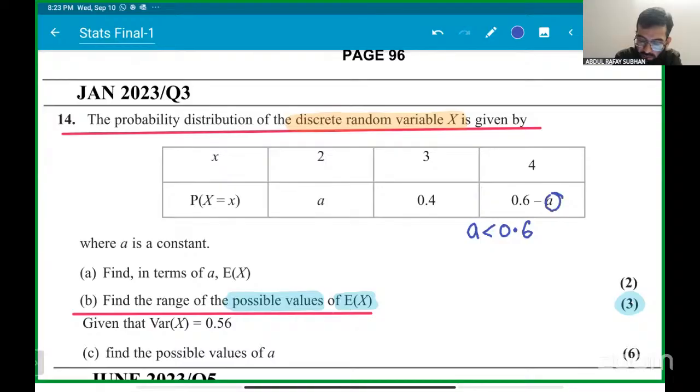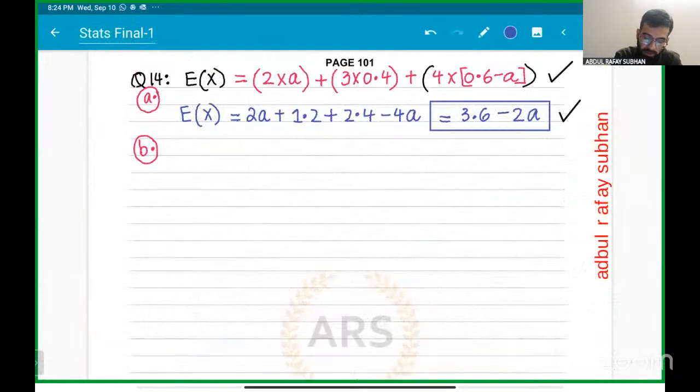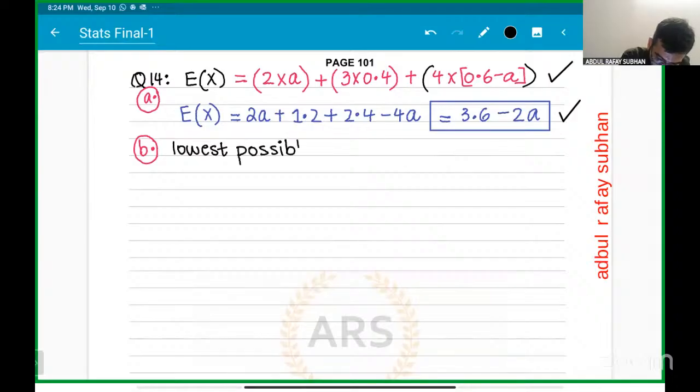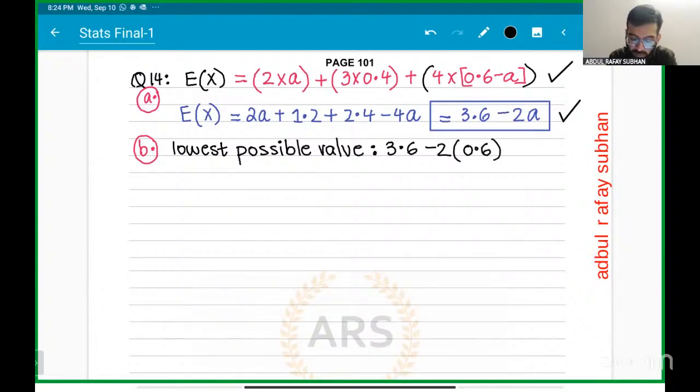The value of a cannot even be 0.6, because if we subtract 0.6 from 0.6, it will become zero. So that is why we need to understand that since the a value will be less than 0.6, we substitute it as the lowest possible value. The lowest possible value of the mean will be when we substitute the a value as 0.6, telling the examiner that the a value will be less than this. So we substitute in the mean 3.6 minus 2 times 0.6. I am getting 2.4.